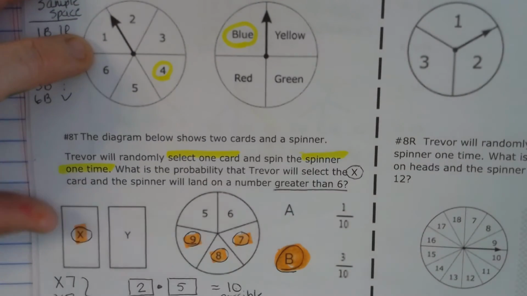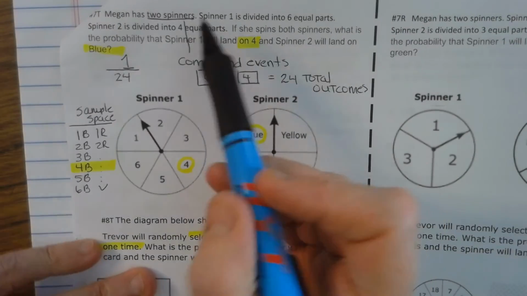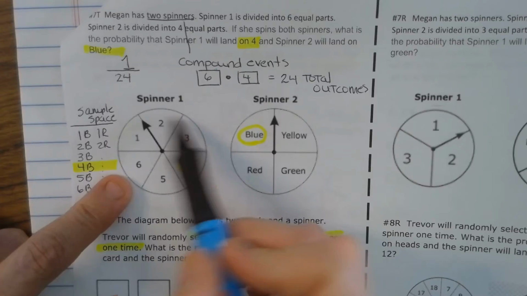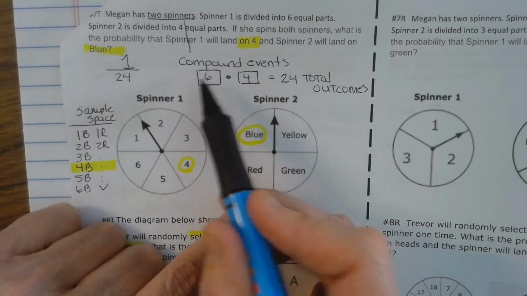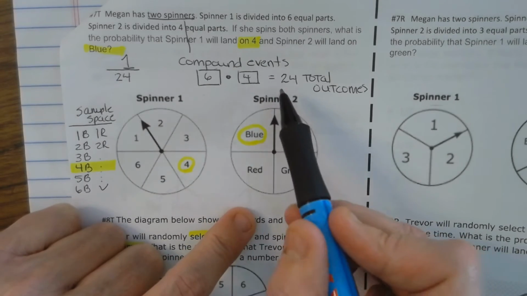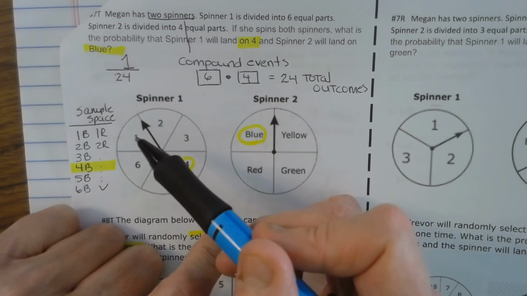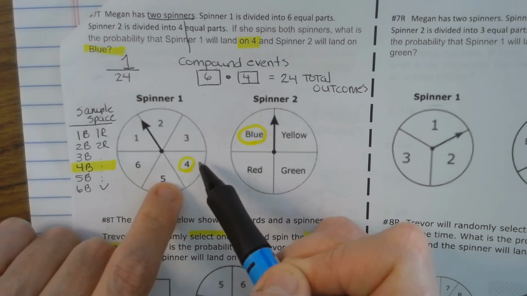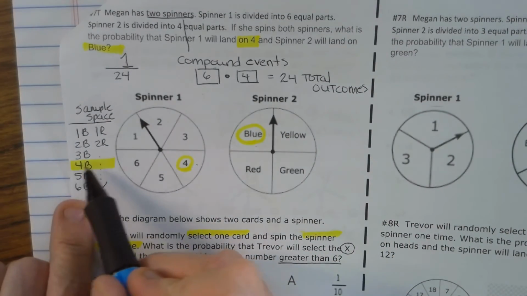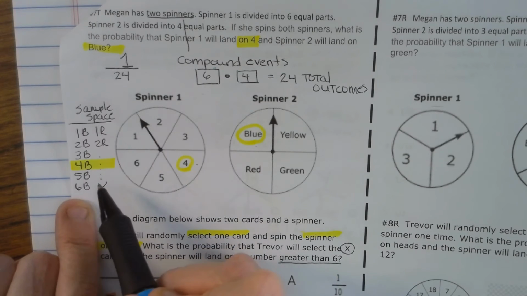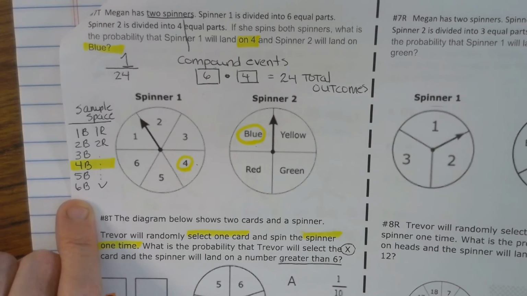All right, number 7. Spinning 2 spinners. This is a compound event. We have 6 outcomes for spinner 1, 4 outcomes for spinner 2. With the counting principle, we multiply those together to get 24 total outcomes. And then on top, we want the favorable outcomes where we land on a 4 and then we land on a blue. There is only one way in our sample space to have a 4 and a blue. So 1/24 is the answer to this problem.